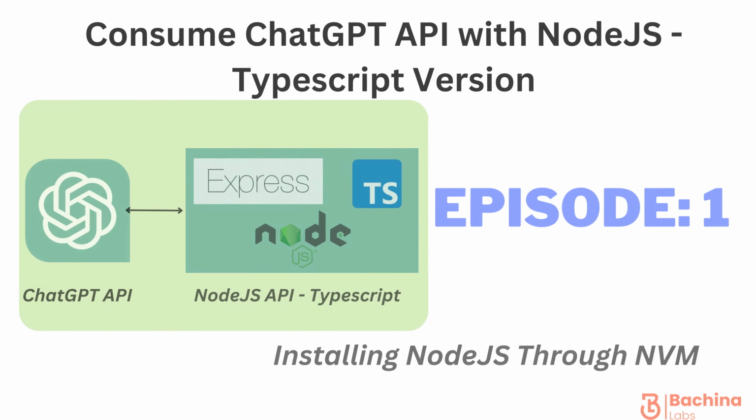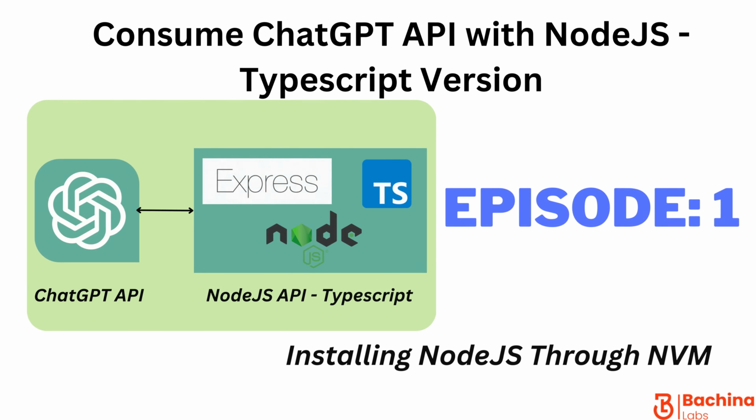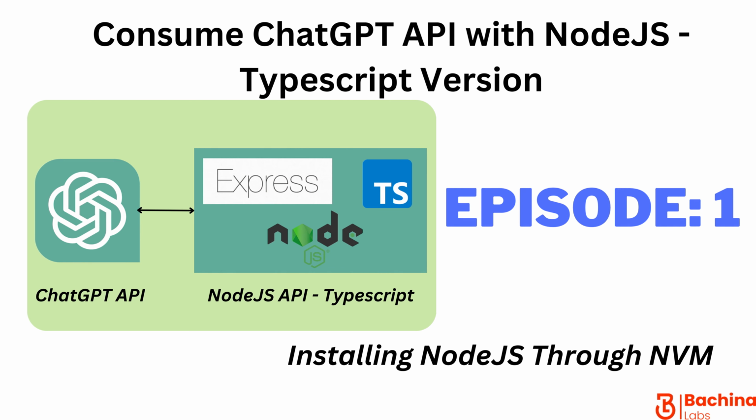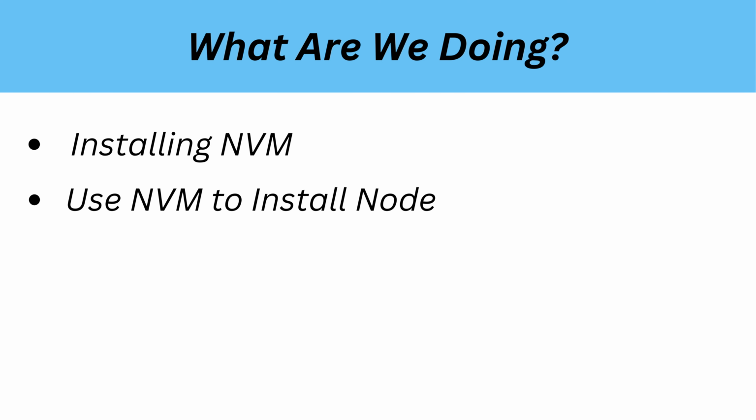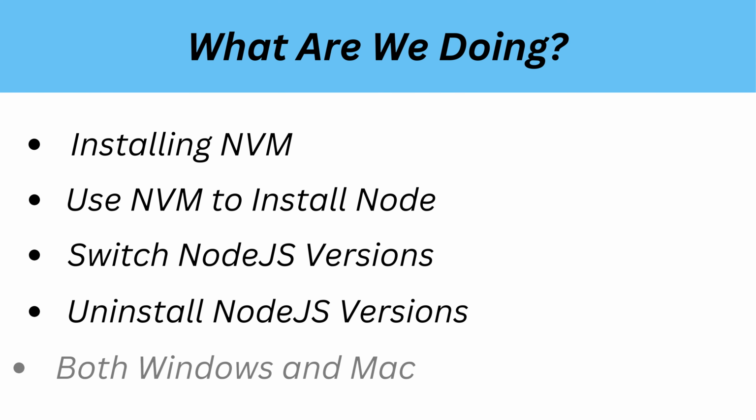ChatGPT has become more popular nowadays, and you can use their API to build your own applications, and you can do that either in Node.js or Python. So in this episode, we are going to see how to install Node.js through NVM, and also we can see both on Windows and Mac.